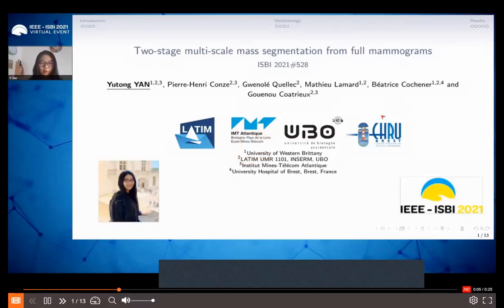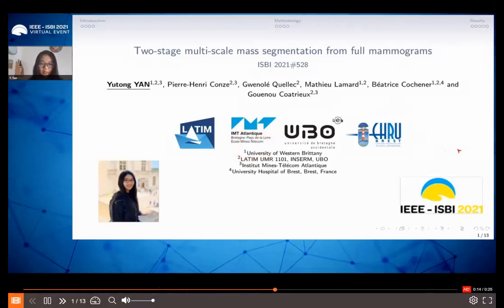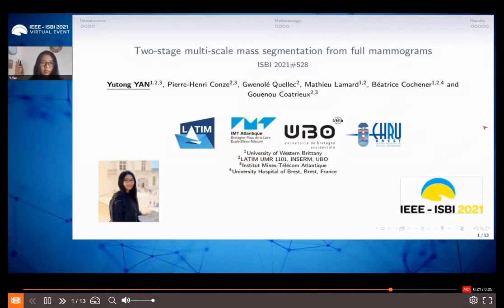I'm Yutong from University of Western Brittany, and my research is attached to the activities of Laboratory LaTIM, which belongs to the INSERM institution of France. Today I have great pleasure in introducing my paper, two-stage multi-scale mass segmentation from full mammograms.